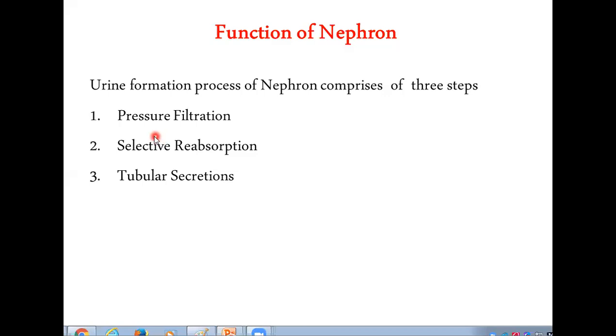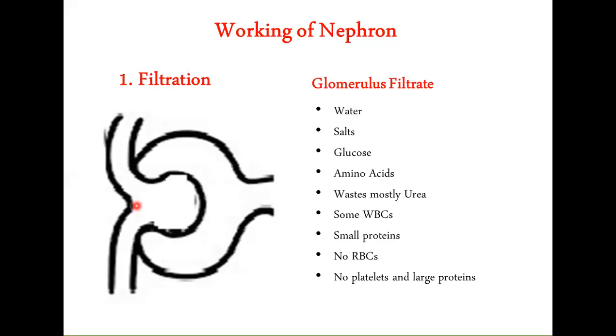Dear students, our today's topic is the function of the nephron, the working of the nephron. How does the nephron work? As we know, the function of the nephron is urine formation. This urine formation process of the nephron comprises three steps. Number one, pressure filtration. Number two, selective reabsorption. And number three, tubular secretion. We will discuss all of these in detail.